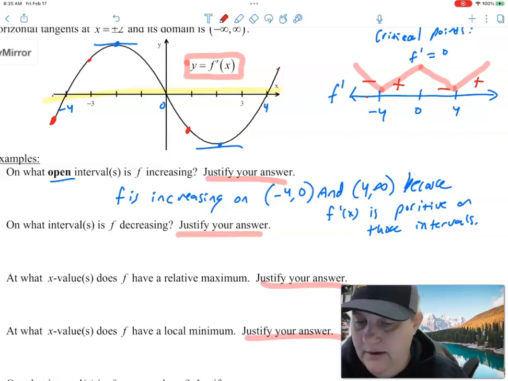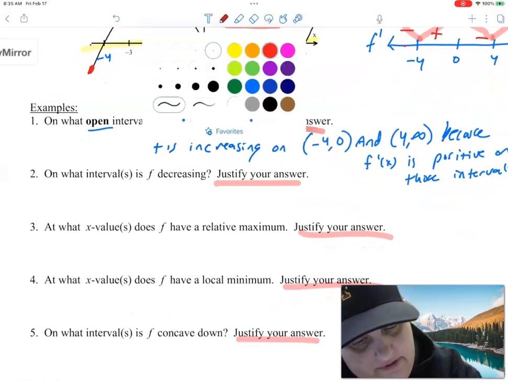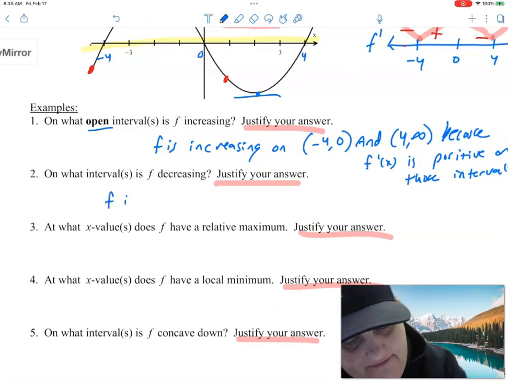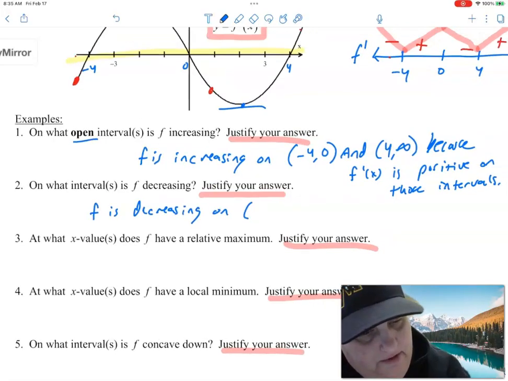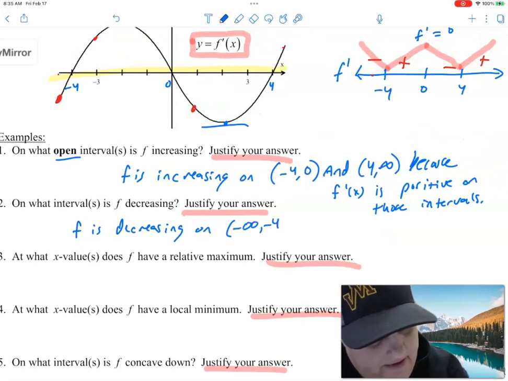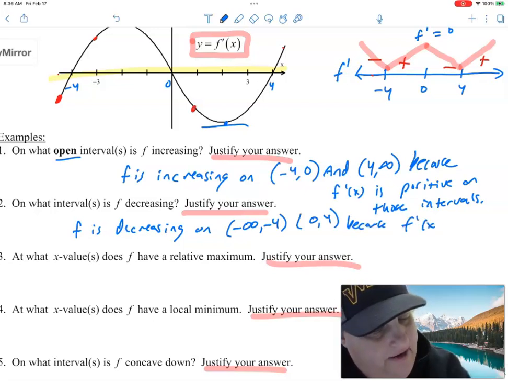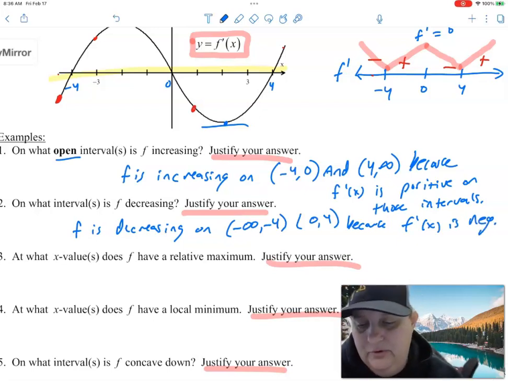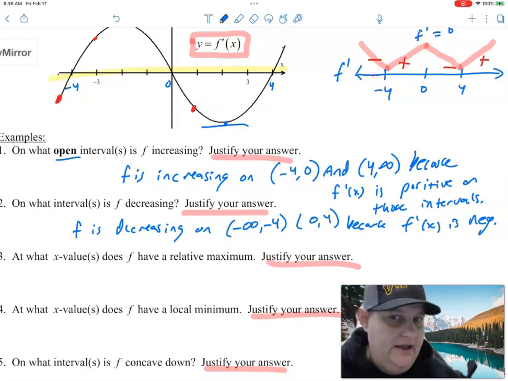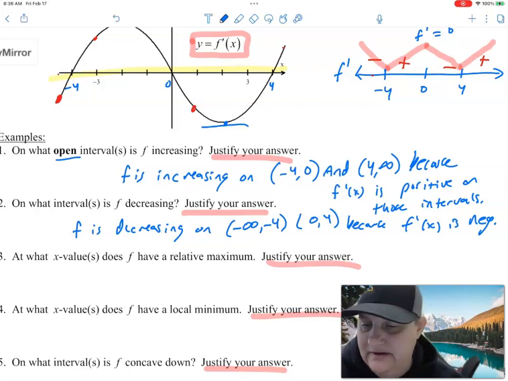Okay, let's look at where f is decreasing. So we're going to say f is decreasing on the interval negative infinity to -4, 0 to 4, because f prime is negative. You can use the typical abbreviations for increasing (INC), decreasing (DEC), stuff like that.